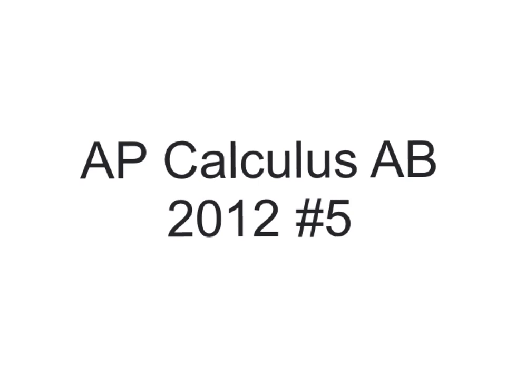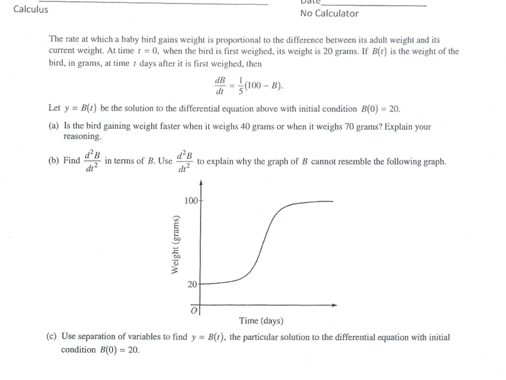This is a solution to number 5 on the 2012 exam. So here we have this equation where they tell us that B of t is the weight of the bird in grams and t is time in days. B of t is the solution to our differential equation, and we've got this initial condition which I'm sure we will use at some point.